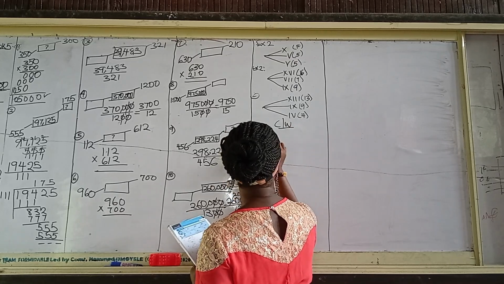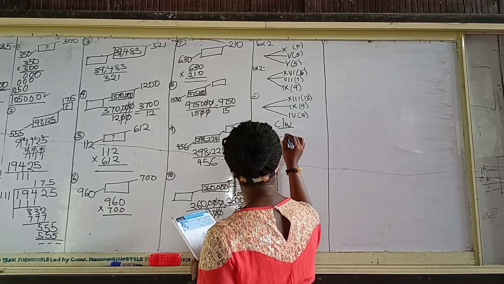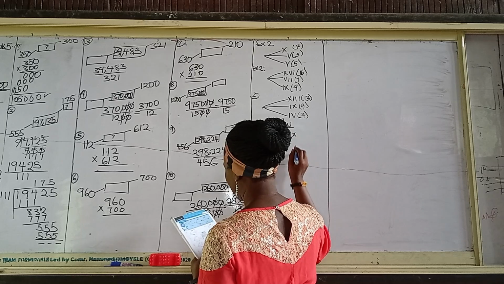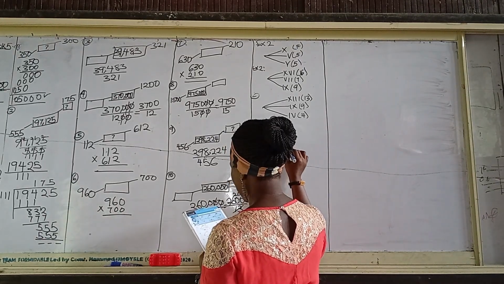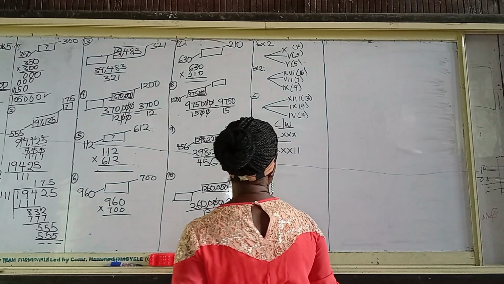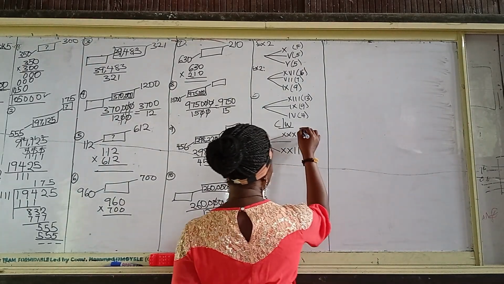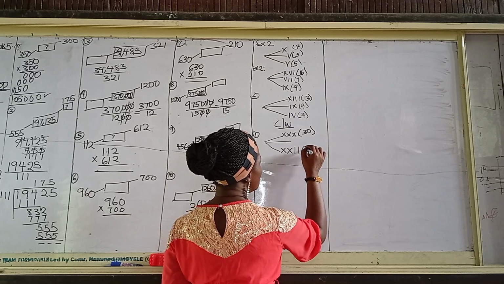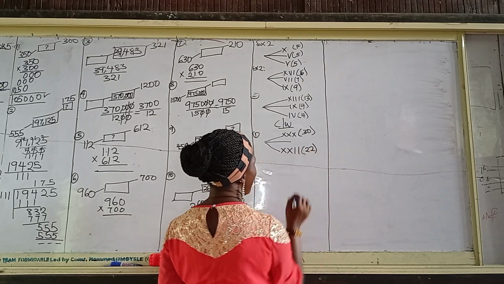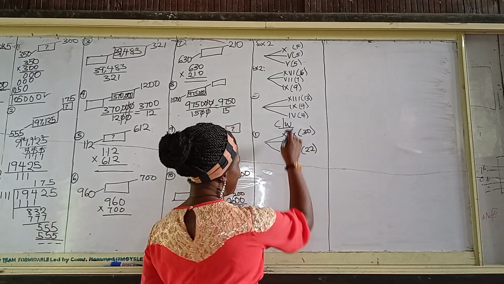Number 1, we are given X and X1. X is 30, 10, 20, 22. So how are we going to get this? This is the final answer.